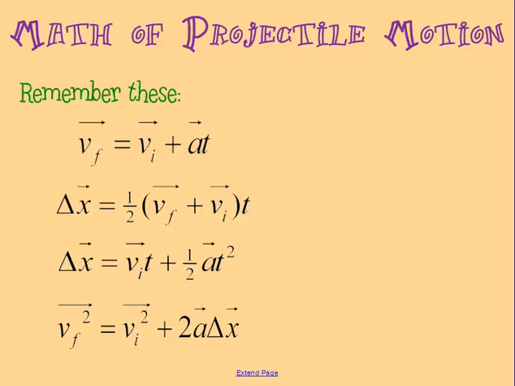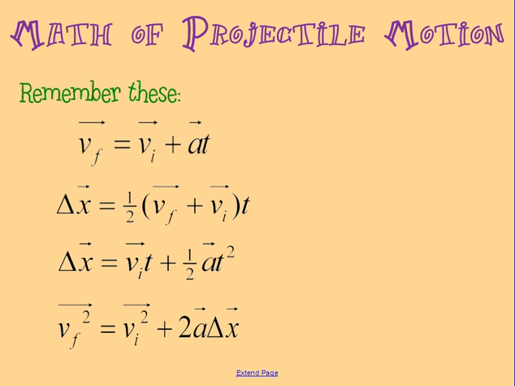This video will focus on the math behind projectile motion. We're going to start off with the equations that are used in projectile motion. In class, you learned that the acceleration in the x direction is equal to 0, and the acceleration in the y direction is equal to negative 9.8 meters per second squared, or g.